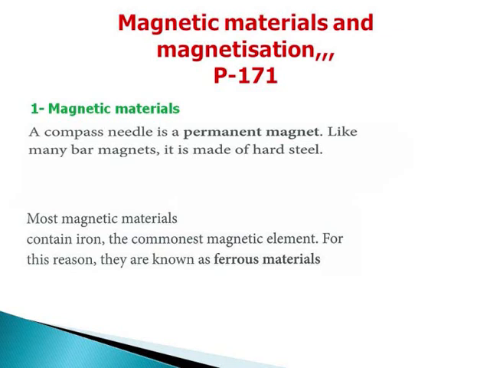Most magnetic materials always contain iron. If a material contains a significant amount of iron, it is known as a ferrous material. But if it contains little iron, it is known as a non-ferrous material. So we have two types of materials here: ferrous materials, which contain a significant amount of iron, and non-ferrous materials, which contain less iron.